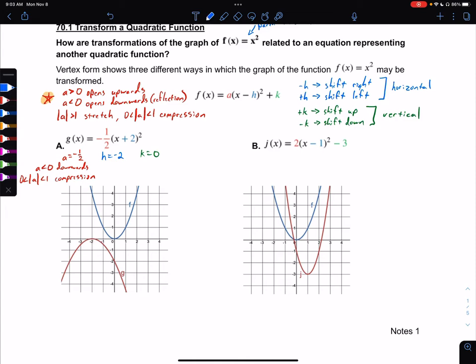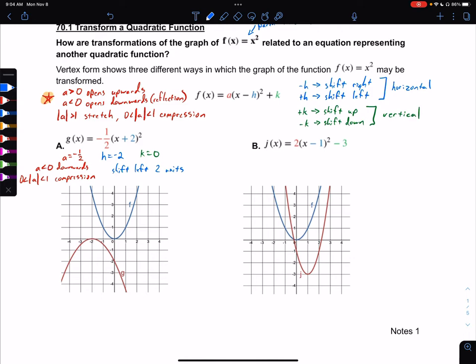The H value, all right, again, this is where I can't stress enough how careful you have to be with this. The actual H value is -2. However, since we are adding that H, there's actually going to be a shift left 2 units. And then there's no vertical shift because K is 0, so we don't go up or down.